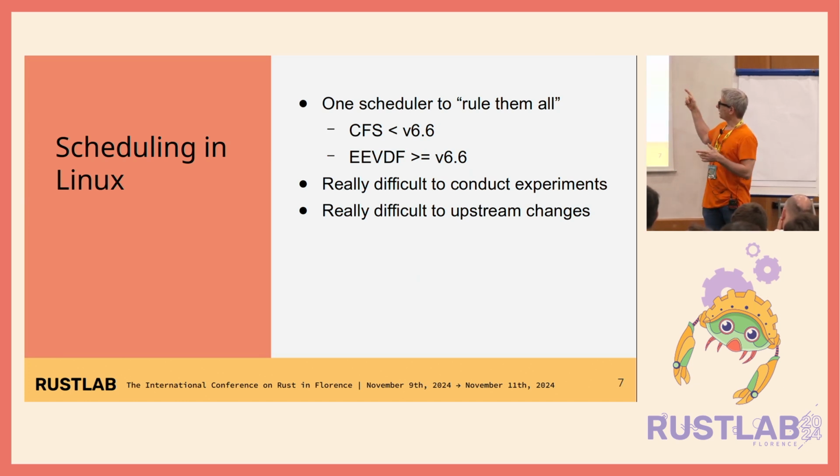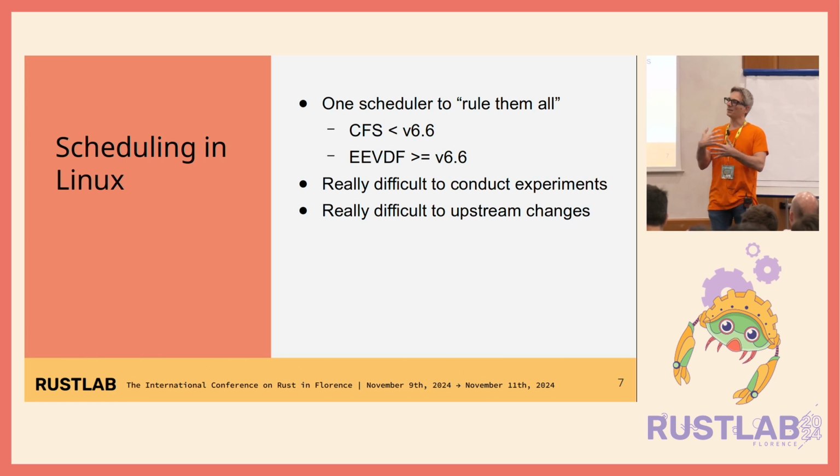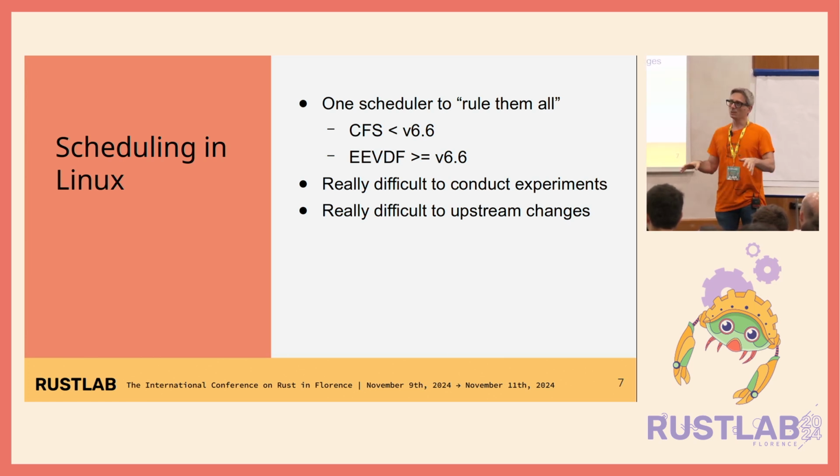We used to have CFS before version 6.6. Now we have EEVDF, which is a different scheduler. CFS was purely based on vruntime. It's a fair scheduler, meaning it tries to assign the same quota of CPU across all the competing tasks.